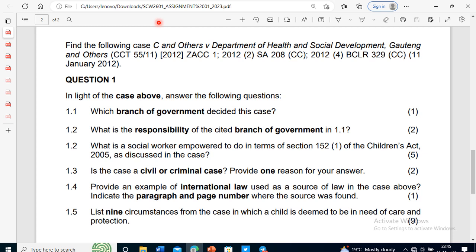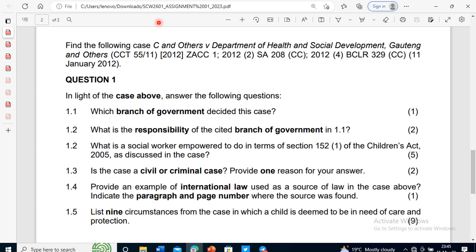Legislative deals, I think, with the making of laws. But the other one deals with the parliament. The other one deals with the cabinet. The other one deals with the Ministry of Justice. The one that deals with the Ministry of Justice is judicial. What authority? Yeah. So that is it.